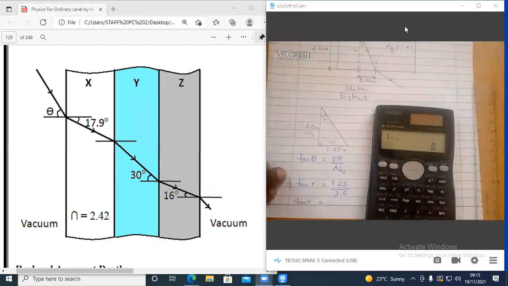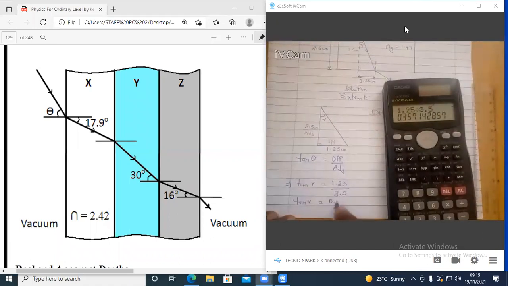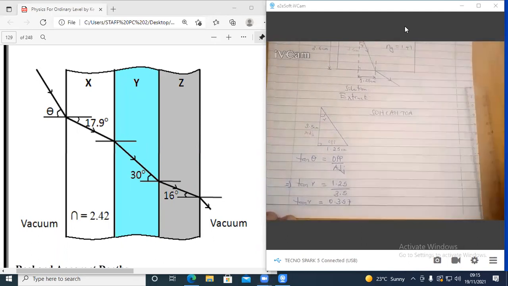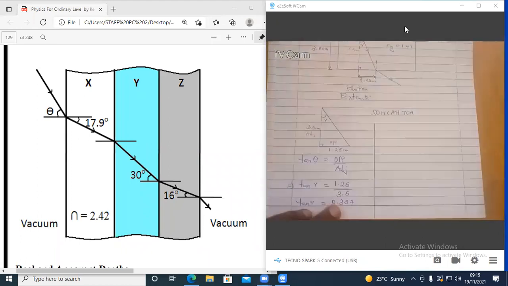So 1.25 divided by 3.5, we get 0.357. I said for calculation purposes, we record our answers to 3 decimal places.